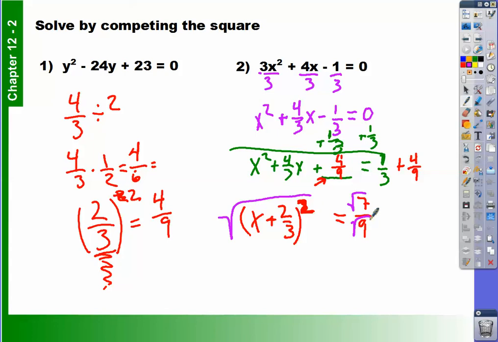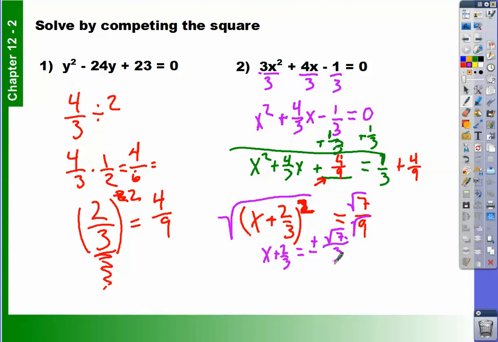So on the left side, what will I be left with? X plus 2/3 is equal to plus or minus the square root of 7. And this is where the plus or minus comes in, because as soon as you square root it, you have the plus or minus. So we have the square root of 7 over 3.